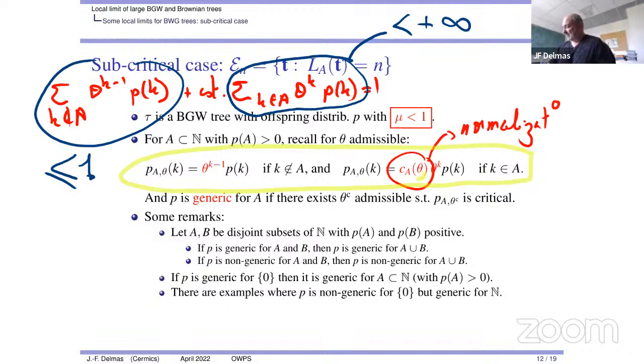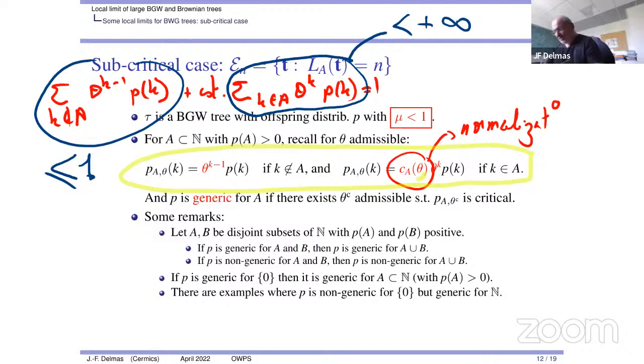Well, p_k is the probability distribution, yes? Yes, p_k is the distribution, but what you are considering is that for theta large, for theta greater than one. Aha, okay, thank you.